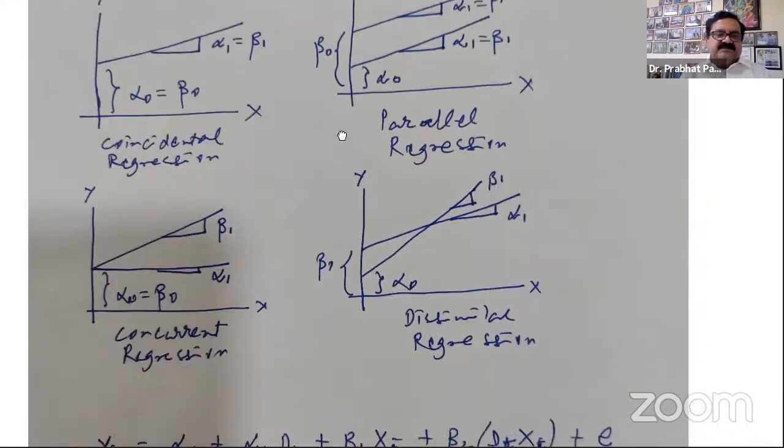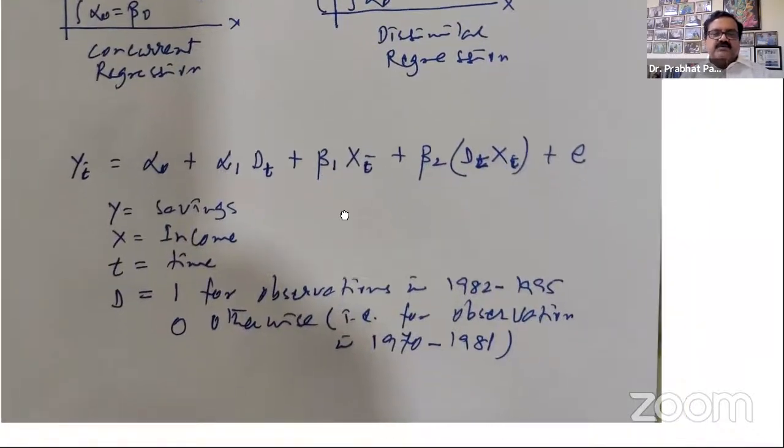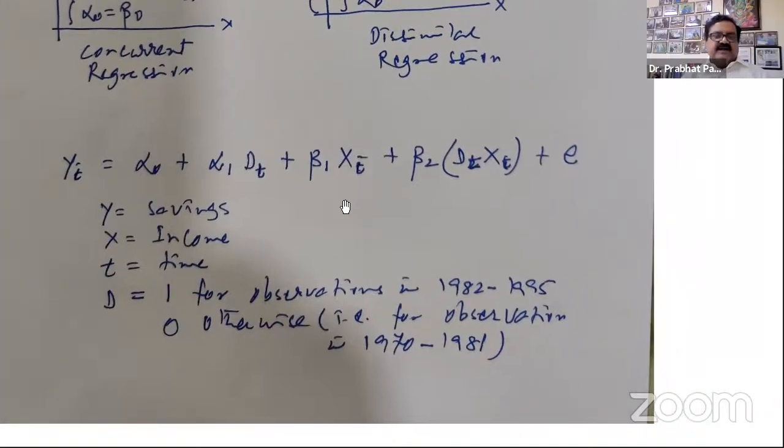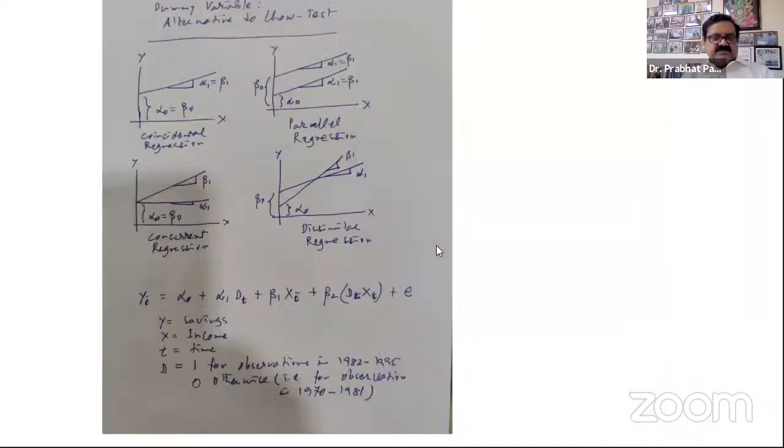But what dummy regression does is that it does not run two regressions. It actually runs one single regression. So you can see the regressions here, where the two regressions have been accommodated into one. And with a single regression, by constructing this interactive dummy, that is D into X, it has been able to discern the similar results as the Chow test used to do earlier. So that's the advantage of the dummy regression here.